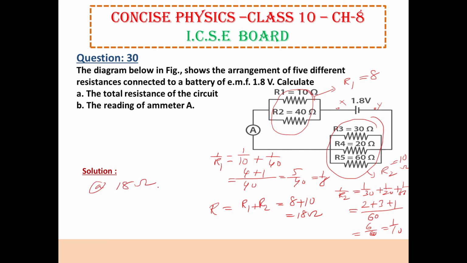Now the reading of the ammeter A. To find out the ammeter reading, we have to find out the current. So again, let the current be I. Applying Ohm's law, V equal to IR.